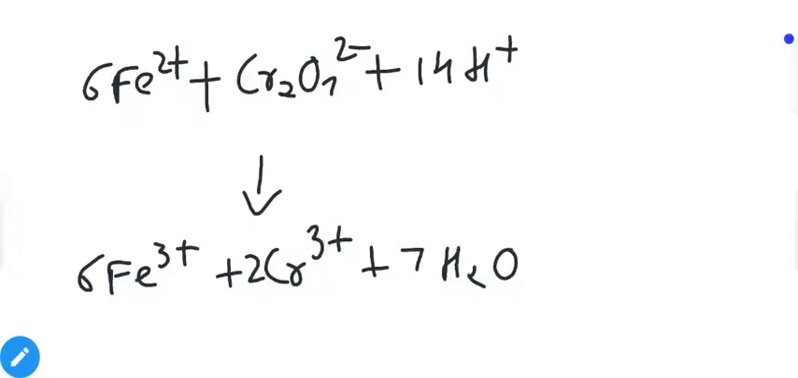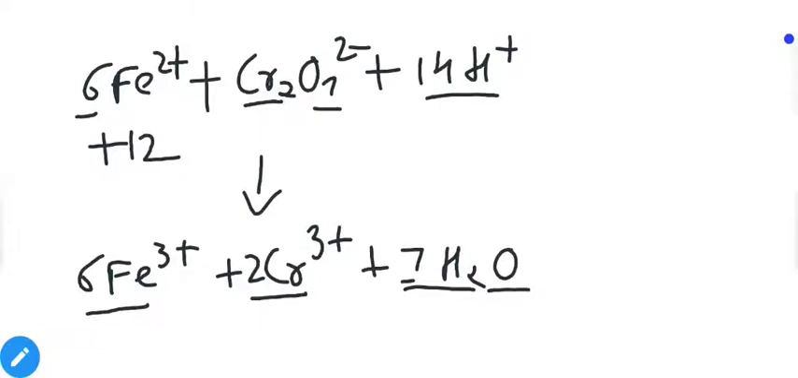So let's check the total atoms on both sides and the charges. We have 6 Fe, 6 Fe, 2 chromiums, 2 chromiums, 7 oxygens, 7 oxygens, 14 hydrogen, 14 hydrogen. So all the elements are balanced. Let's check the total charge. We have 6 Fe2+, which produces +12 charge, minus 2 because Cr2O7 carries -2 charge and we have 1 of it. And from the H+ we have 14, that means +14. So total charge is equal to 24.